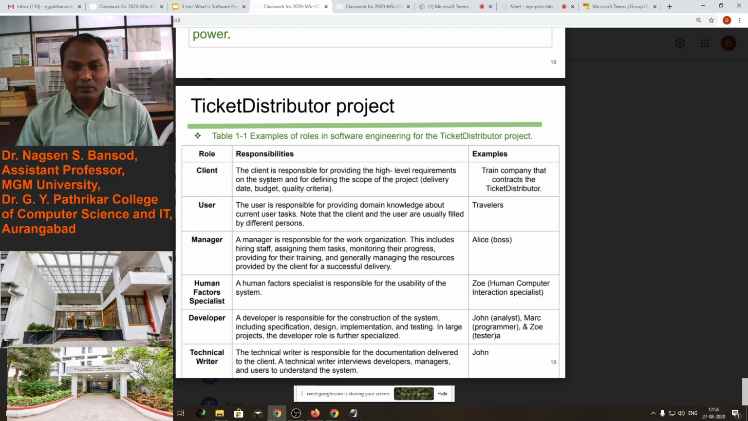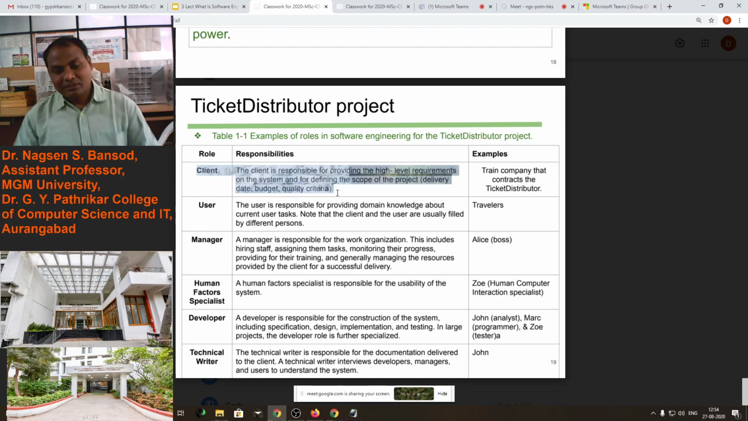Here you see, there are two points, two types of clients. The conductor is our client. The conductor is the client of the software developer, and the passenger is the client of the conductor.